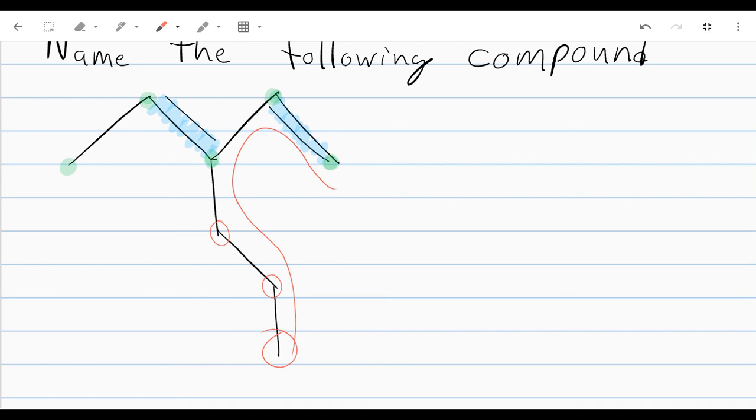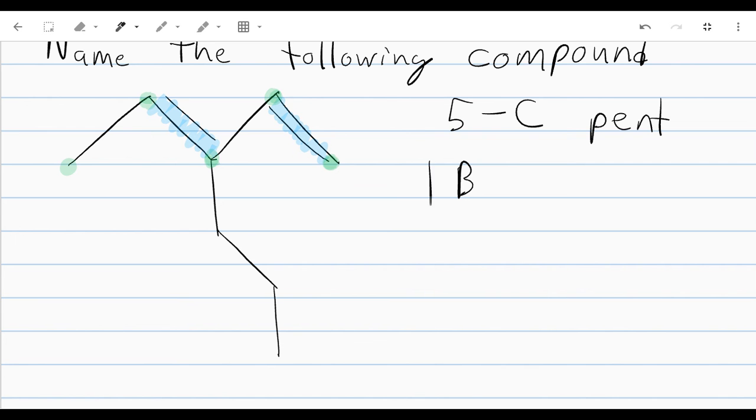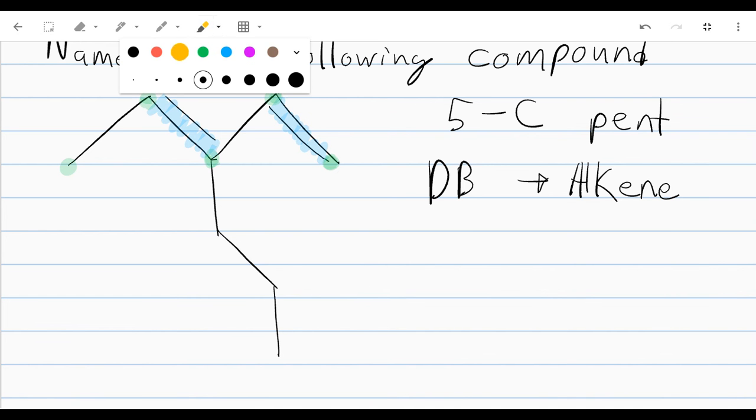But the presence of those double bonds means that they have to be the ones that are actually involved in the parent chain. So we know that our parent chain here is going to be a pent something. We have 5 carbons. It's going to be a pent. We know there are double bonds. So it's an alkene. And we also see that there is a 3-carbon branch. So that will be a propyl branch.